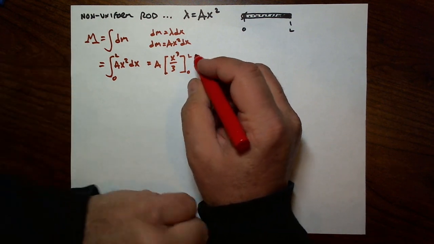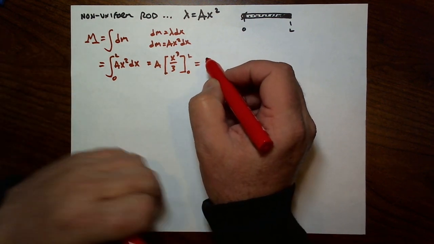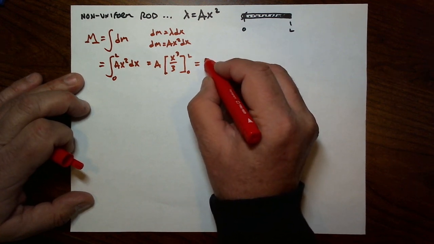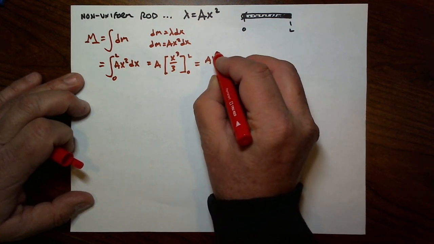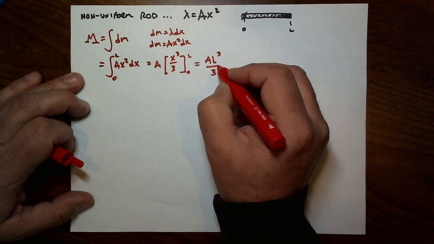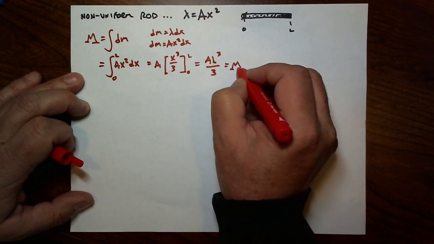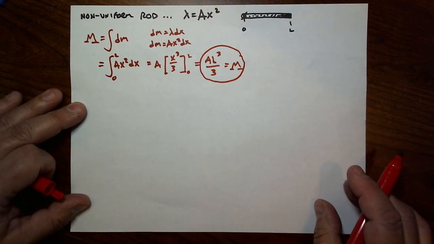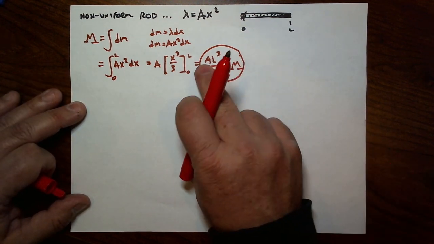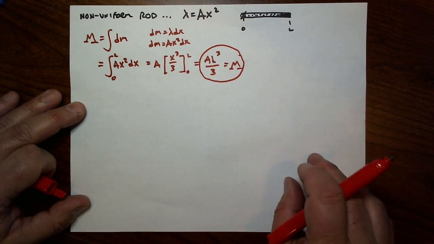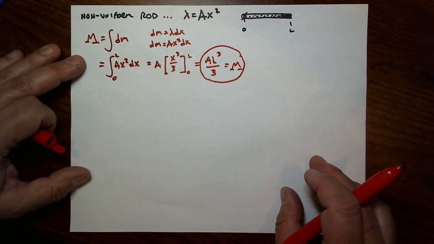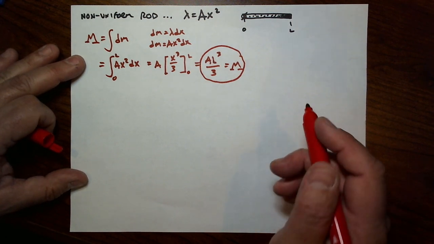I think the square brackets are what I was taught in calculus class, so we're okay there. So that's going to be A L cubed over 3, and that's going to be our total mass. It's interesting, but we don't know what units A is in, so this could work out. I guess A has to have units of, I don't know, mass divided by length cubed.